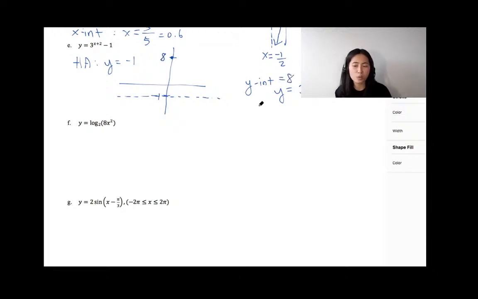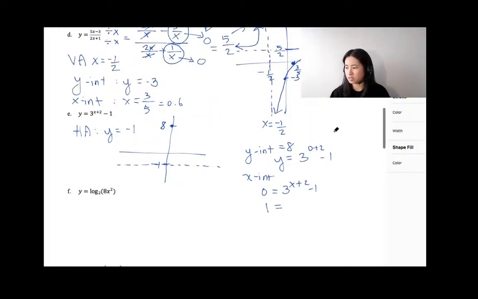And now we need to look for the x-intercept. For your x-intercept, it's going to be a little bit tricky because your x is actually an exponent, as opposed to just having it as a variable right here. So in that case, you would have y equal to 0, and that's going to be equal to 3 raised to the power of x plus 2, minus 1. So you take -1 and move it over to the opposite side of the equation, or you transpose that. This is going to be equal to 1.